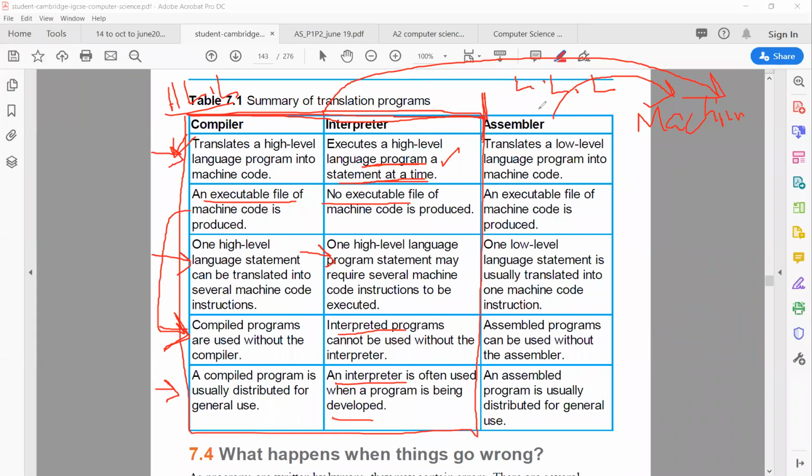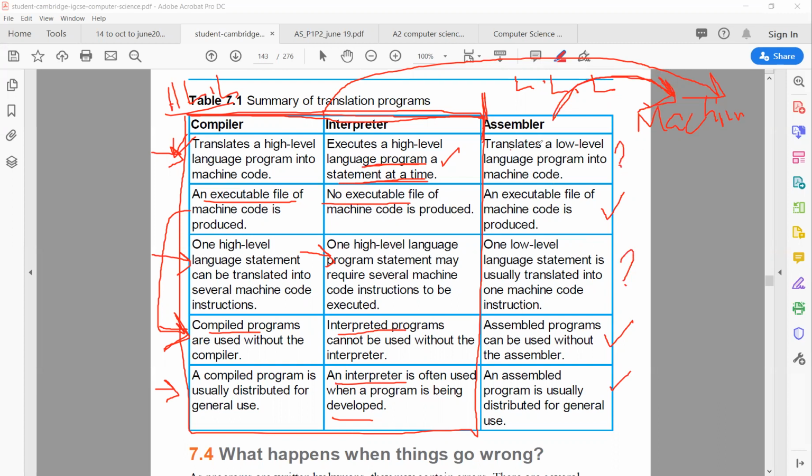Okay. The assembler converts the assembly language, which is a low-level language, into machine code. So it has almost 3 points similar to the compiler. This point is where the compiler and assembler both can create an executable file. Assembled programs can be used without the assembler, just like compiled programs are used without the compiler. And an assembled program is usually distributed for general use. So these 2 points are different here.